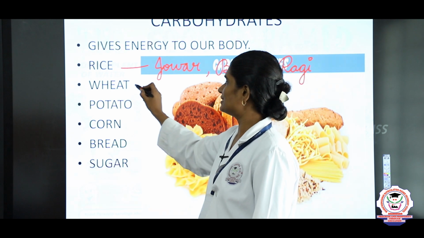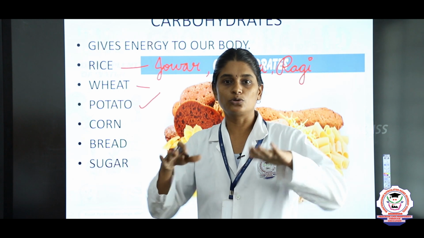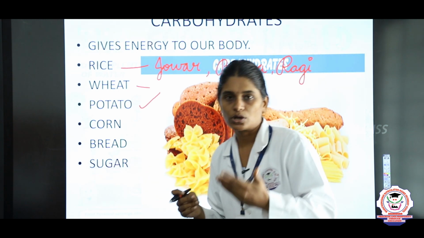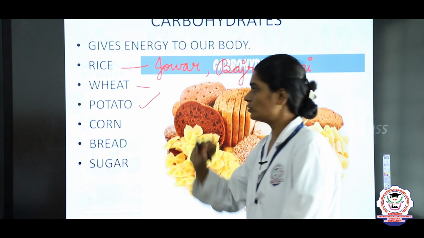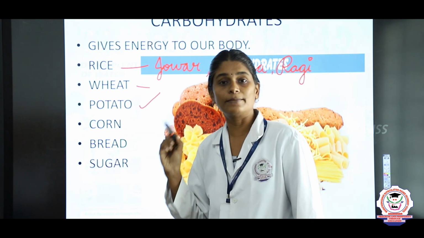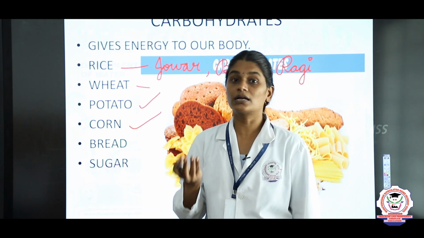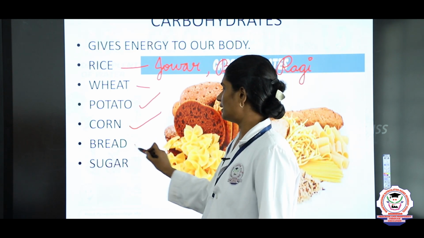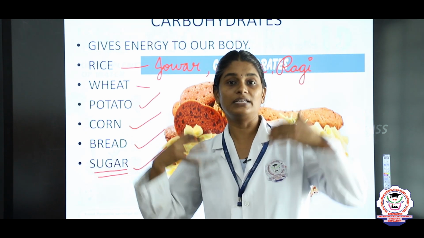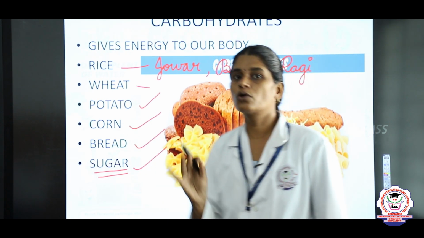So these rice products, and then wheat, godumai, and then potato. Any vegetables which grow below the soil, like potato, yam, colocasia, and even tapioca, contain carbohydrates. Particularly, sweet potato contains a high amount of carbohydrates. And then corn is nothing but maize, makka cholam as they used to say. And then bread and sugar. Sugar contains a high amount of calories, thereby it gives more energy. So these are the food items that are rich in carbohydrates.